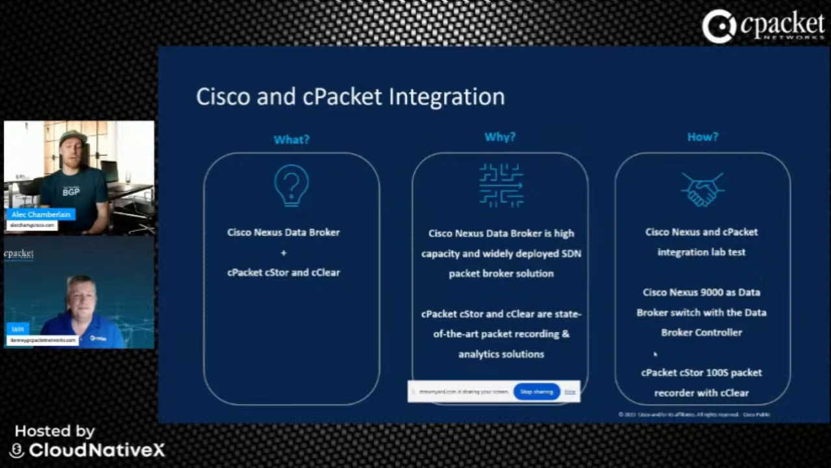I mean, Ian and I were talking before this, the capture NICs just don't exist. I mean, they're just not out there. So in order to ensure that the data that we're getting, a solution like Nexus Data Broker and cPacket is almost required to ensure we're not missing any of that data. And so that's the how, right? It's the actual combination of these two solutions that allow us to ensure we're capturing and then analyzing everything that is captured.